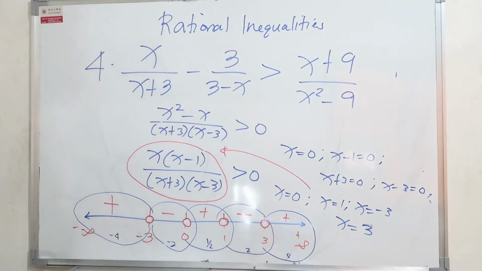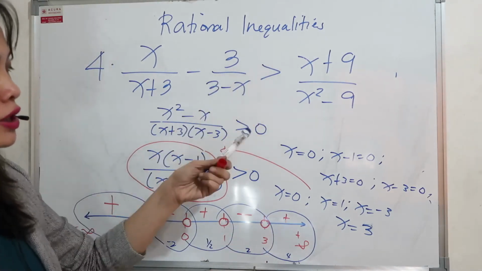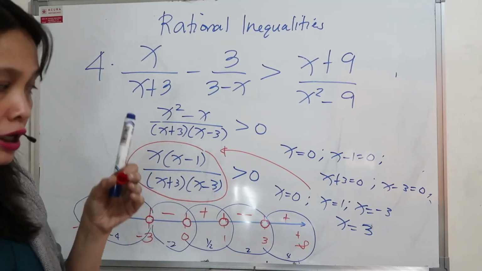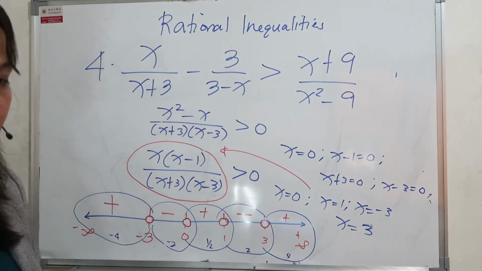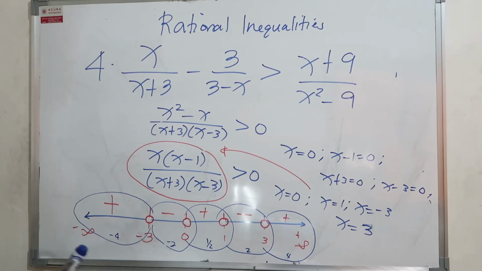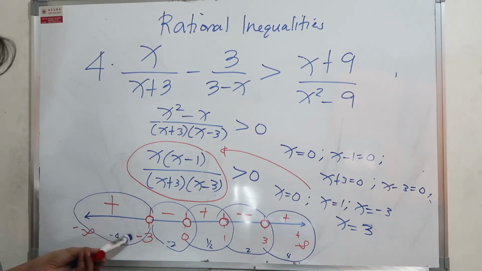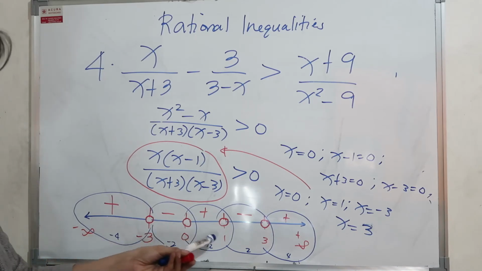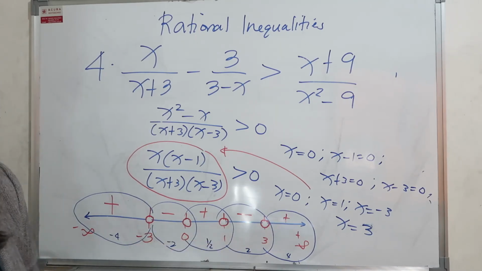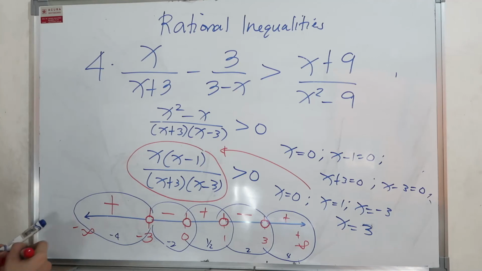So therefore, going back to your rational inequality, the given is greater than. If it's greater than, we choose an interval with positive sign. So what are those intervals? That will be negative infinity to negative 3, 0 to 1, and then 3 to positive infinity. So therefore, what is your solution set?